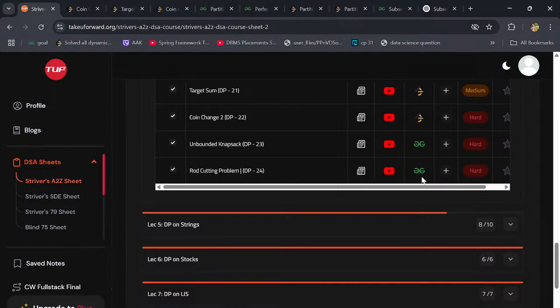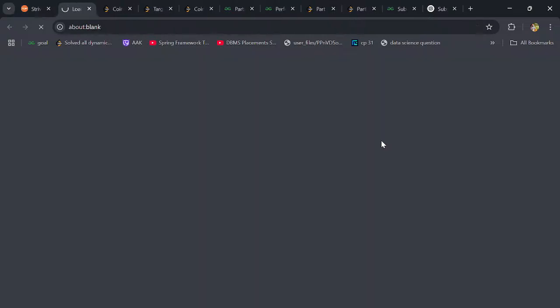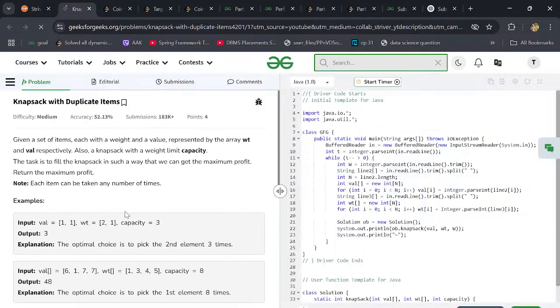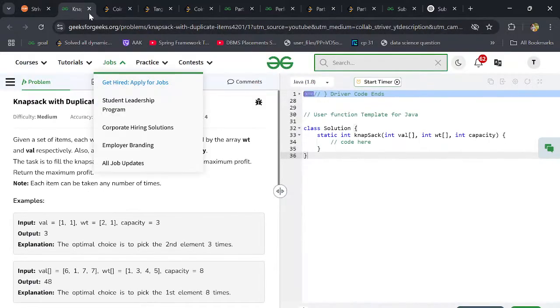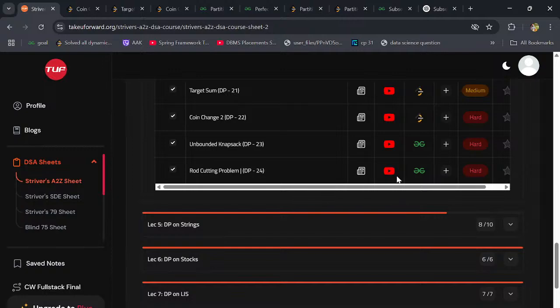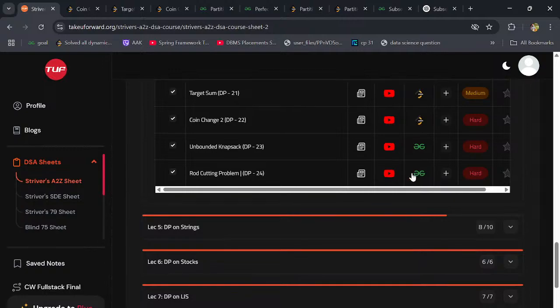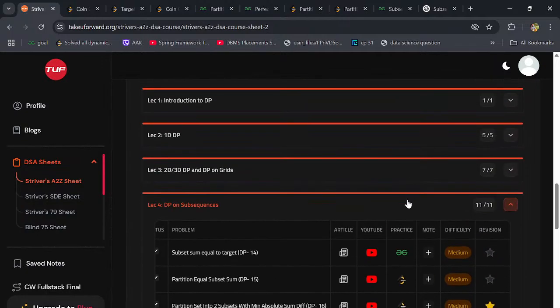Unbounded knapsack and these 2 are also the same. You can check this. Rod cutting problem, this one is also the same. You can check this.